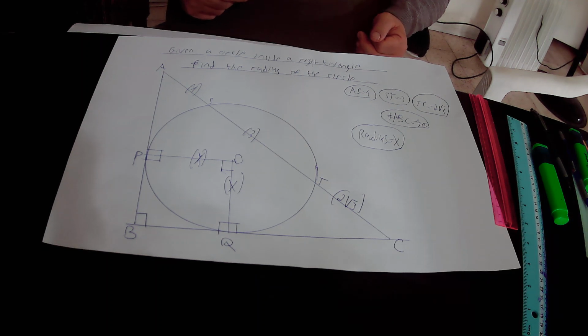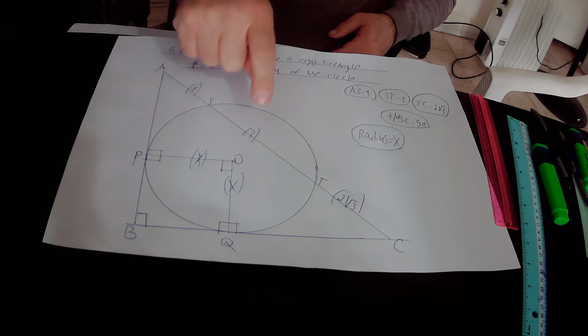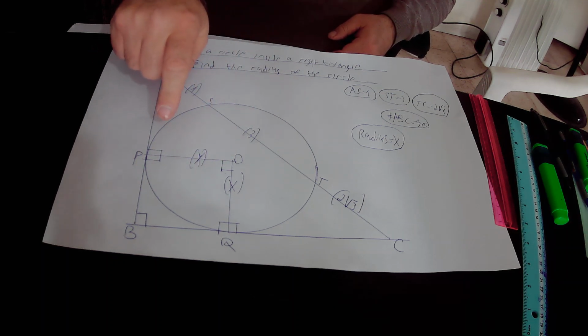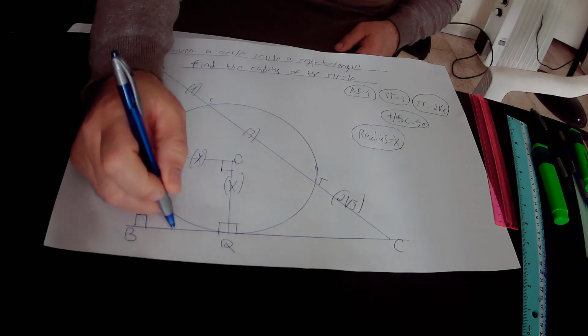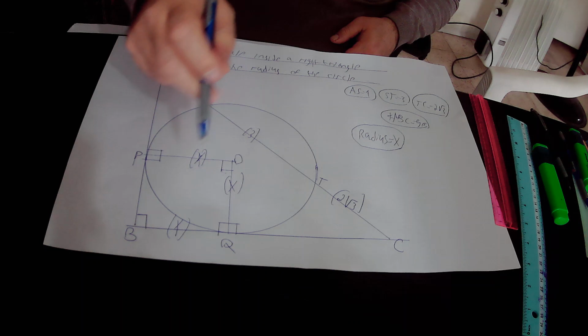And we also note that the opposite sides of a rectangle are equal to each other. So in rectangle POQB, side PO must be equal to the opposite side QB. But PO equals x, therefore QB must also be equal to x units in its length. PO equals BQ.